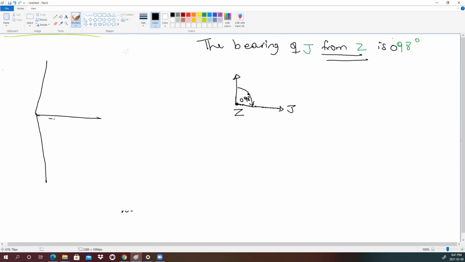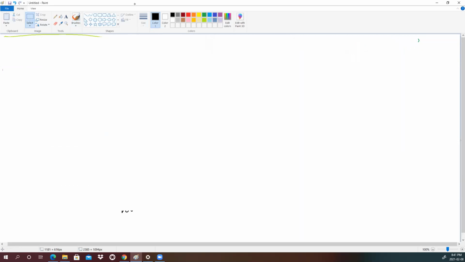All right, so let me give you one more bearing diagram, and then we wrap up this portion with a question that twins bearing with some trigonometry. So let's do the bearing of Y from Z is 300.